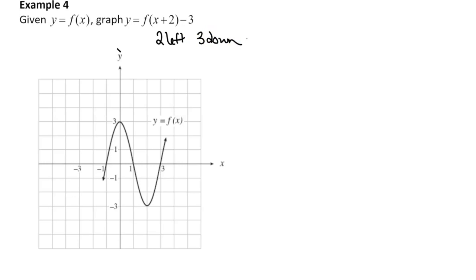Let's highlight some of our key points. Now, a key point would be something like a maximum point, a minimum point. How about right here where we have some x-intercepts? And we take a look at that and let's move them 2 left, 3 down.